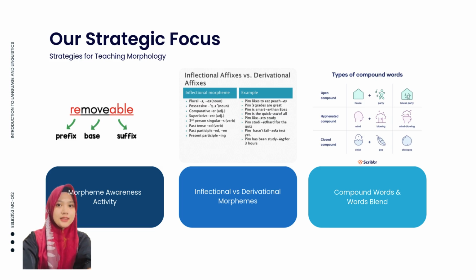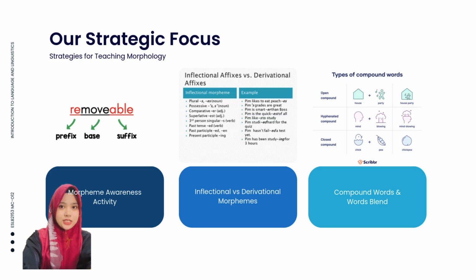Second is inflectional versus derivational morphemes, like word building games. Students can play morphology bingo, where students identify inflected words like dogs and derived words like happiness. They can also use sentence transformation, where students change word forms in a sentence. For example, she is happy, or her happiness is evident.